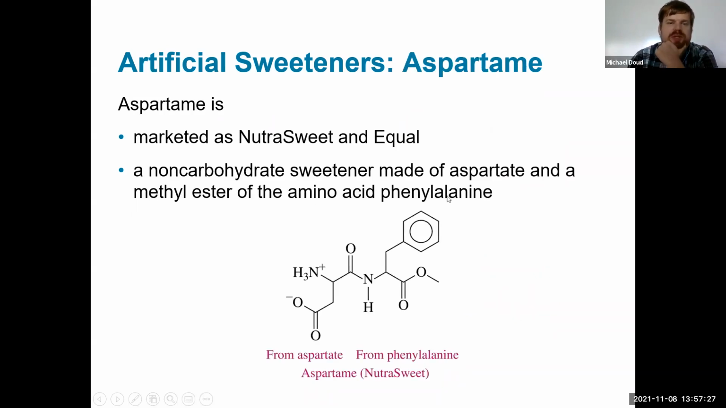Okay, next up, aspartame. Aspartame, as you can see, is totally different. It's an amine and a carboxylic acid, and an amide in the middle, and there's a benzene ring over here. This is what's known as NutraSweet. And it's, again, totally non-carbohydrate. It's actually made of amino acids. So there's aspartate and the ester of phenylalanine. You don't have to memorize the structure or anything. I just want to point out, again, this tastes sweet to us for whatever reason.